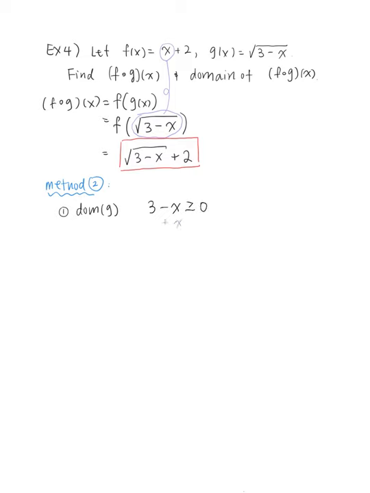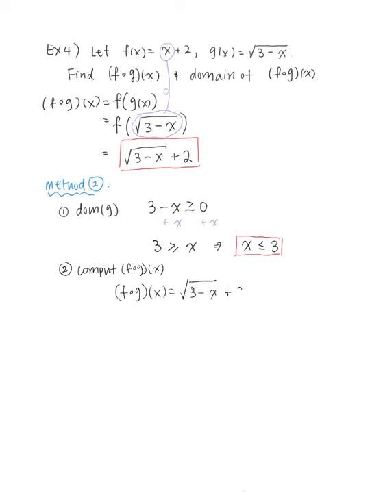Now I'm going to add x on both sides. Then you have 3 is greater than or equal to x, which is the same thing as x is less than or equal to 3. I'm going to box that. And then step 2 was to compute f of g of x, but we just did that. So f of g of x is the square root of 3 minus x, plus 2. And then the third step was to find the domain of this.